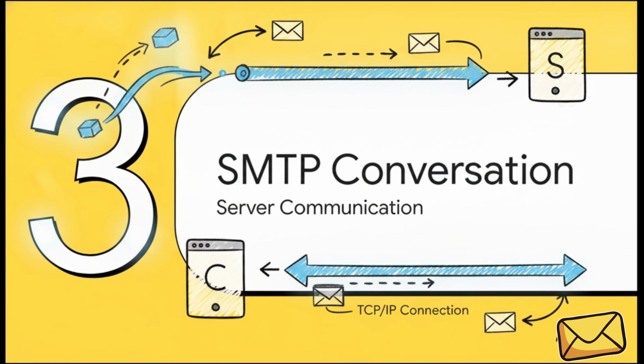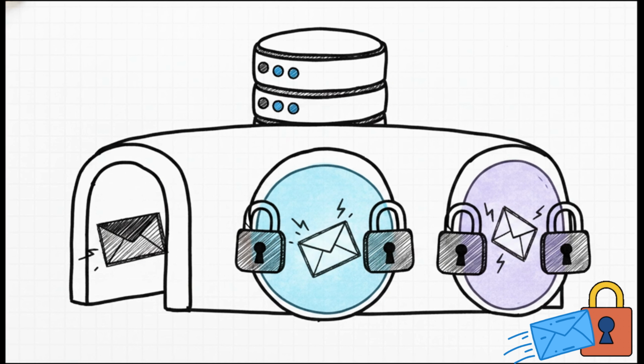All right, let's dive into Section 3, inside the SMTP conversation, how servers talk to each other. Now that we have the broad strokes down, let's peek under the hood at the actual conversation taking place over a TCP/IP connection. This interaction doesn't just happen randomly out in the void. It happens on very specific network ports.